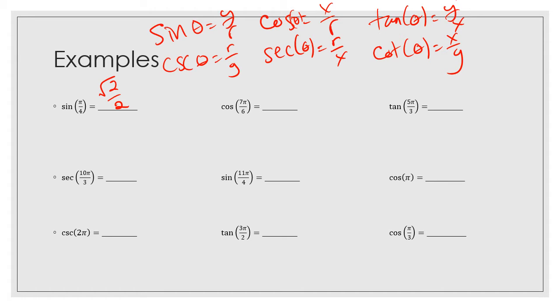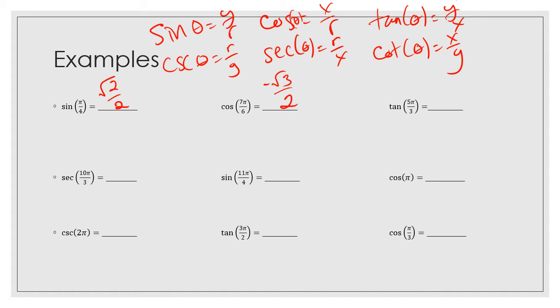The cosine of 7 pi over 6. So 7 pi over 6 is on the unit circle. So then that's when we go and we have our x value. Our x value of that point is negative radical 3 over 2. The tangent of 5 pi over 3.